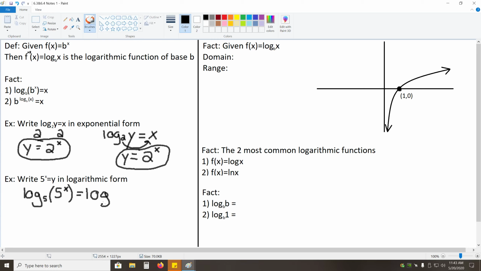And when we do this, log base 5 of 5 to the x cancels out, leaving us with just what was in the exponent, which is x, and that's equal to log base 5 of y. I should have made that note in both of these. I apologize. So x equals log base 5 of y because we took log base 5 of each side of the equation.